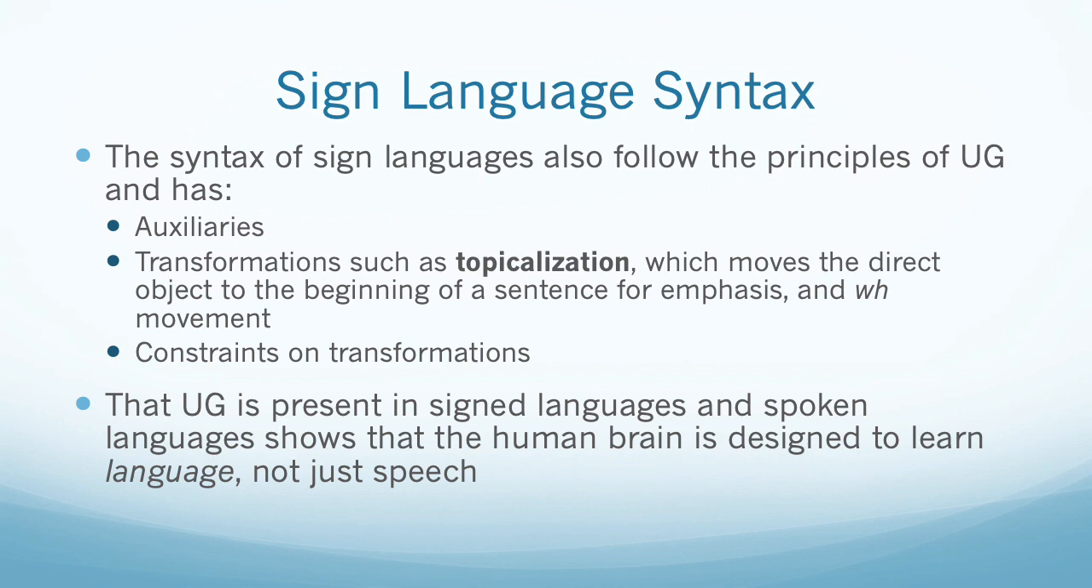So, the fact that we see universal grammar in sign languages as well as spoken languages shows that humans are driven to learn language, that the human brain is designed to learn language, not just speech. So, speech is a medium by which we can communicate, but it's not the only one. We can also use signs. But what's interesting in terms of syntax is that we can identify a lot of these same principles, whether a language is spoken or signed.